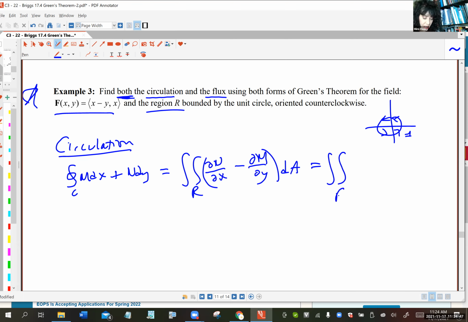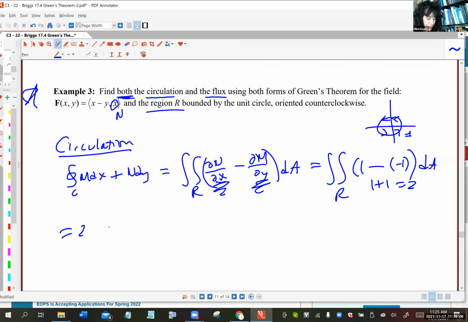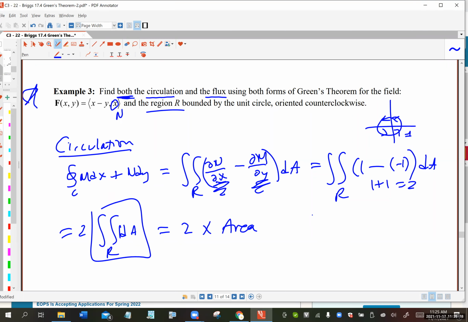So for this particular problem, here's your M, it's x minus y, and N is x. So dN/dx would be just 1 minus, and then dM/dy looks like that's going to be -1. Okay, fine. But we really have 1 plus 1, which is 2. So what do we have? We have 2 times this double integral. Now, what did we say about double integrals that have a 1 as the integrand again? Area? Yeah. Area of a circle. In this case, area of our region, which is area of a unit circle.